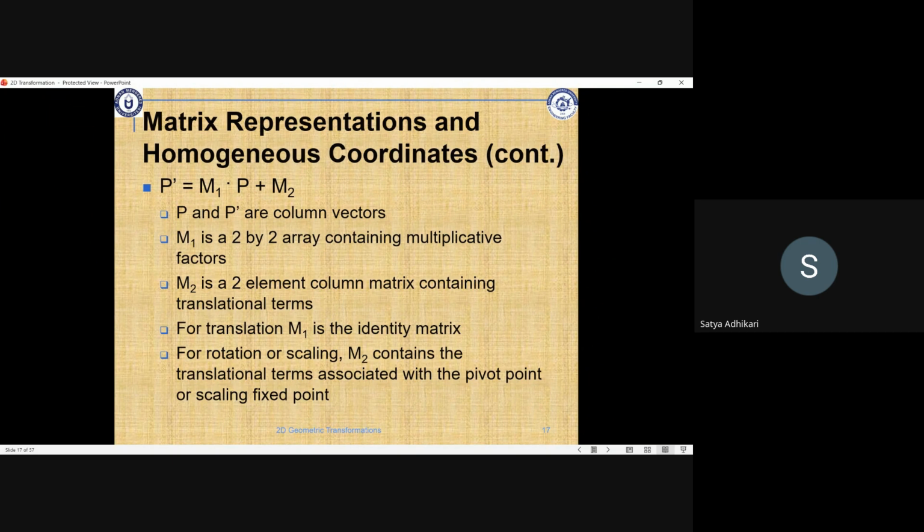For translation, M1 is the identity matrix. For rotation or scaling, M2 contains the translation terms associated with the pivot point or scaling fixed point. That is, M1 is one type of transformation and M2 is another type of transformation. I want to use both in a single step on P. The formula for this is P dash equal to M1 dot P plus M2.